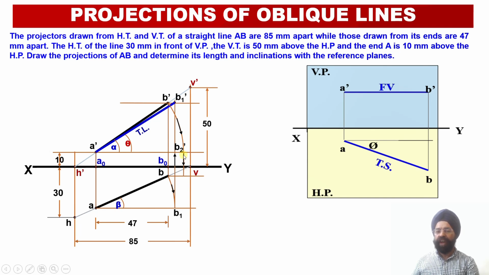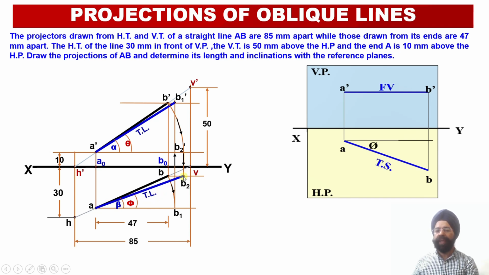Once I draw a vertical projector from B2 dash onto the locus line of B, the point which I obtain over here will be B2. So point B2, the second point of the true length of the line in the top view, has been obtained. Point A is already available with me, so I can join A with B2, and the moment I join AB2 with blue color, we will be able to obtain the true length of the line.